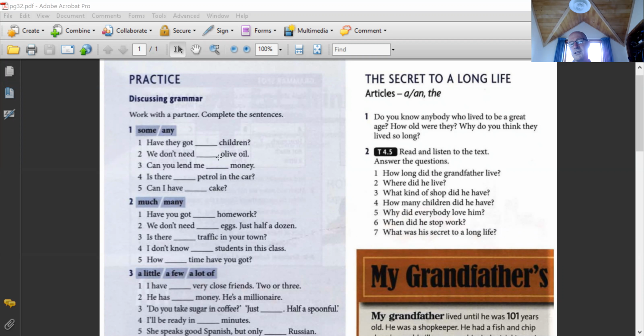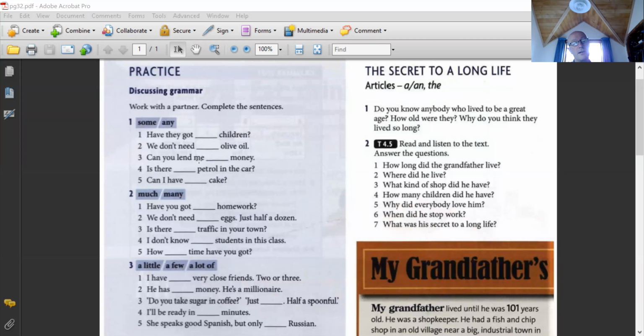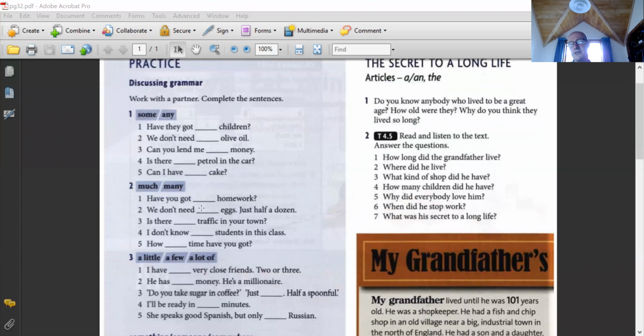We don't need olive oil. We don't need some olive oil. We don't need any olive oil. So again, do you want olive oil? Or are you just finding out whether to buy some or not? Can you lend me some money? Any money? So have a look at those anyway.